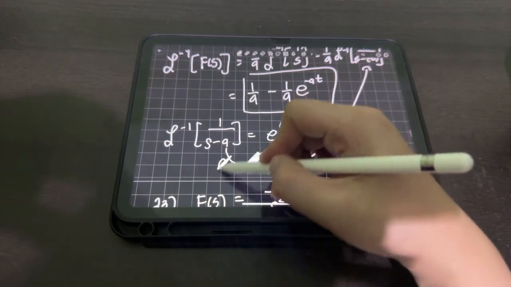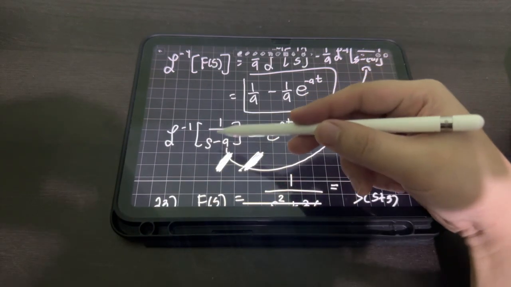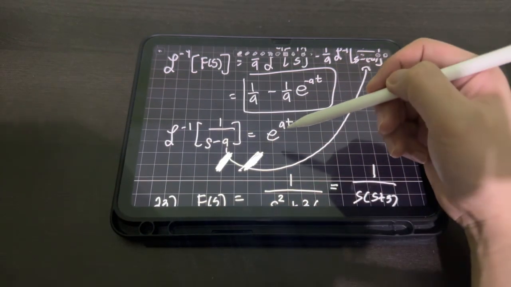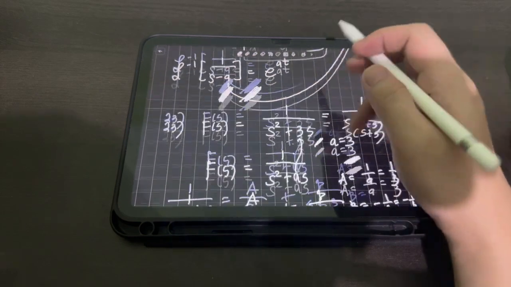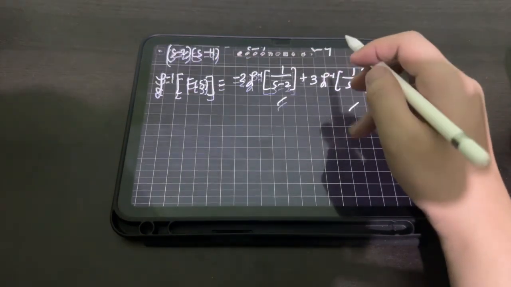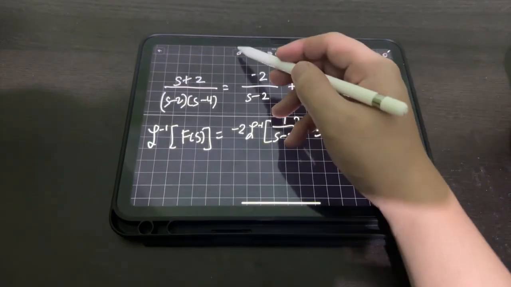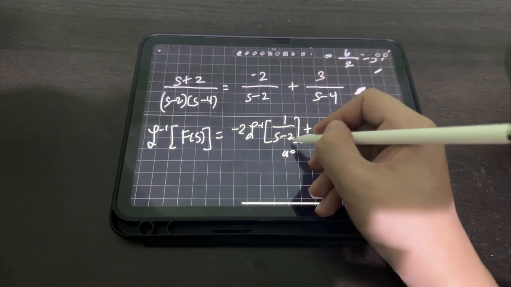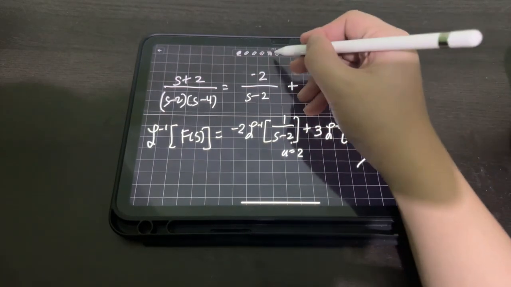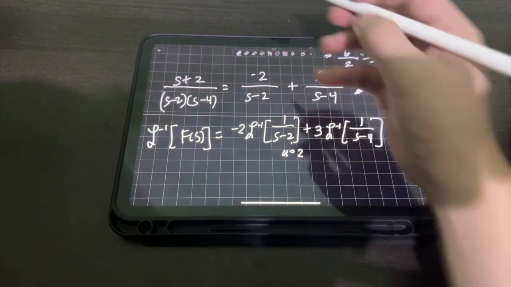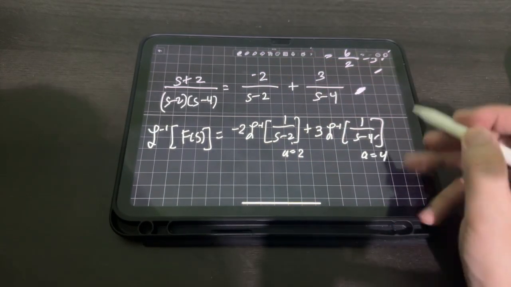So we can apply the standard inverse Laplace transform formula for this one. Okay. 1 over s minus a, its inverse Laplace transform is e raised to at. So we need to find the a. So a here in the first inverse Laplace transform is 2. While here on the second term, a is equal to 4.